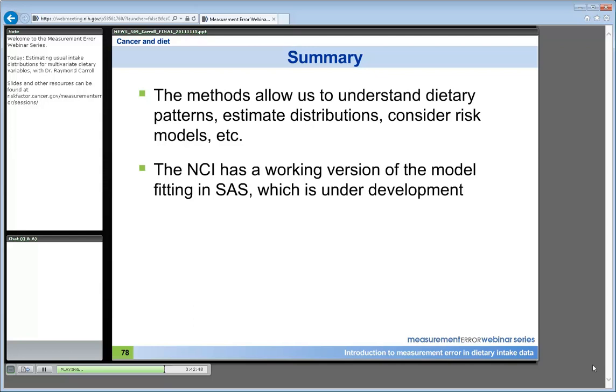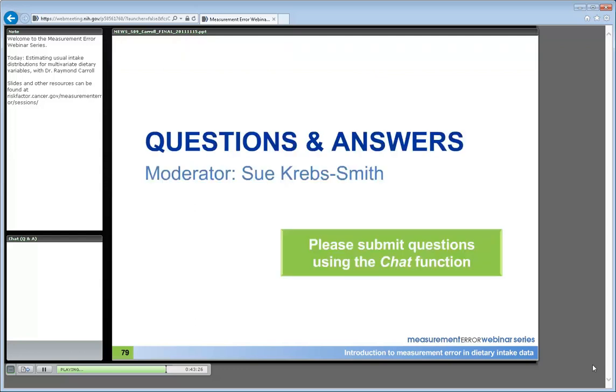The method that we developed allows us to understand dietary patterns, estimate distributions, consider risk models, etc. And we're very happy with that. The original programs that I wrote and that Sejin Zhang wrote were written in MATLAB, which is not a particularly user-friendly language. It's good for scientific computing, but not for field use. And so the NCI is developing a SAS version of our model that will be a generalization of the NCI method in these more complicated problems.